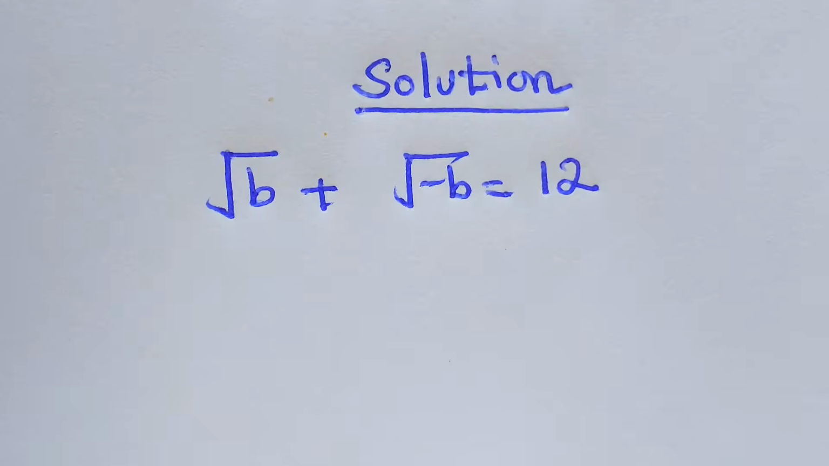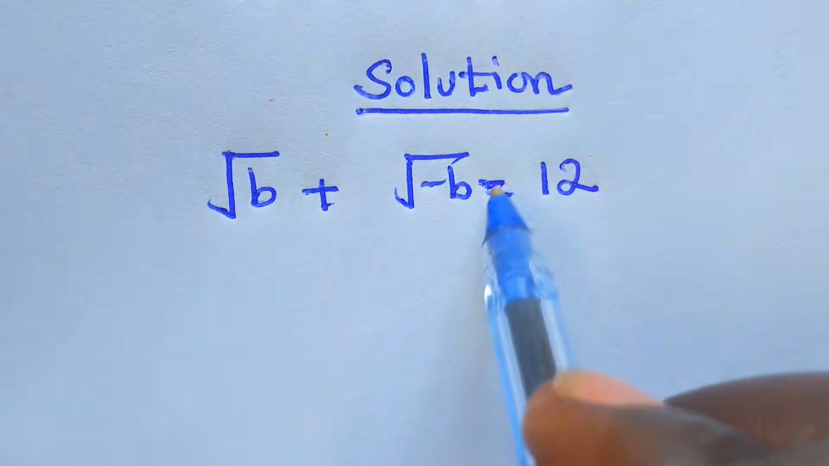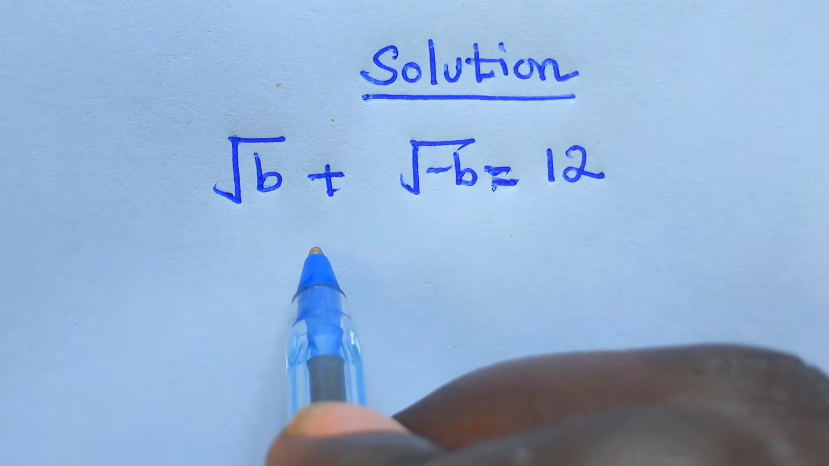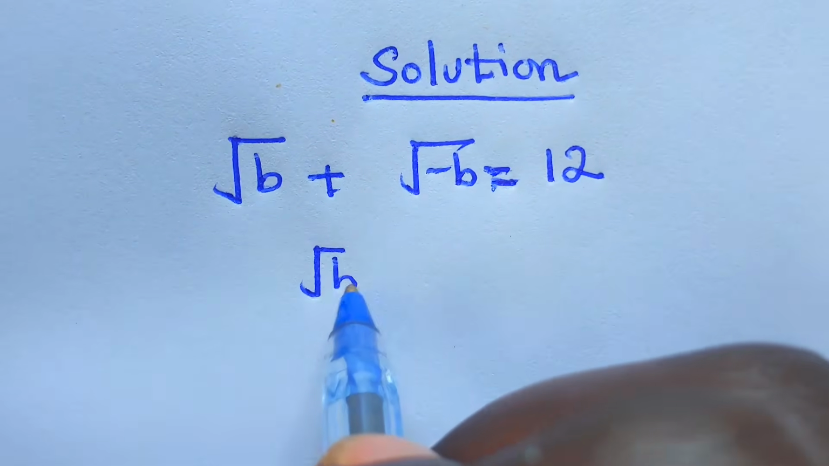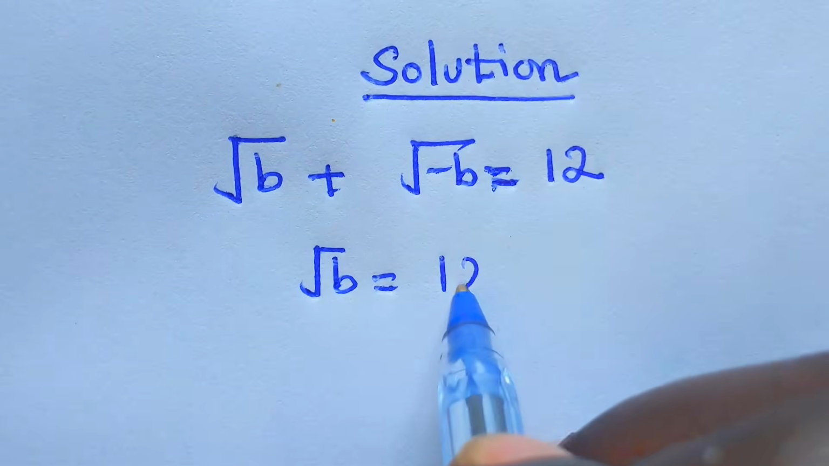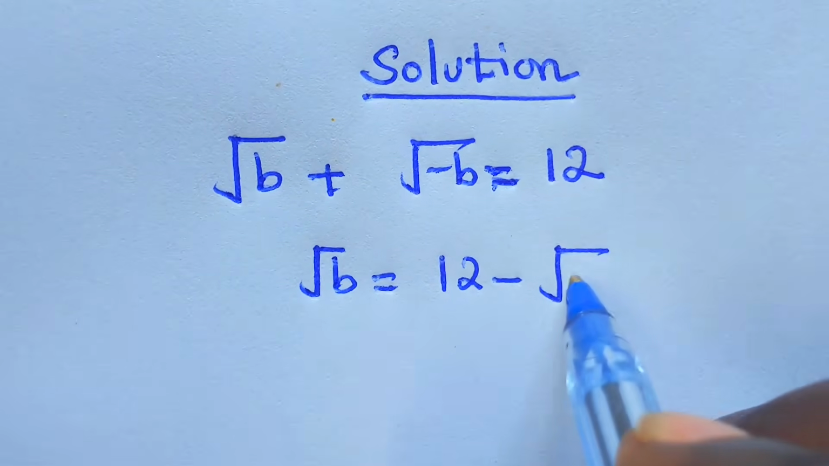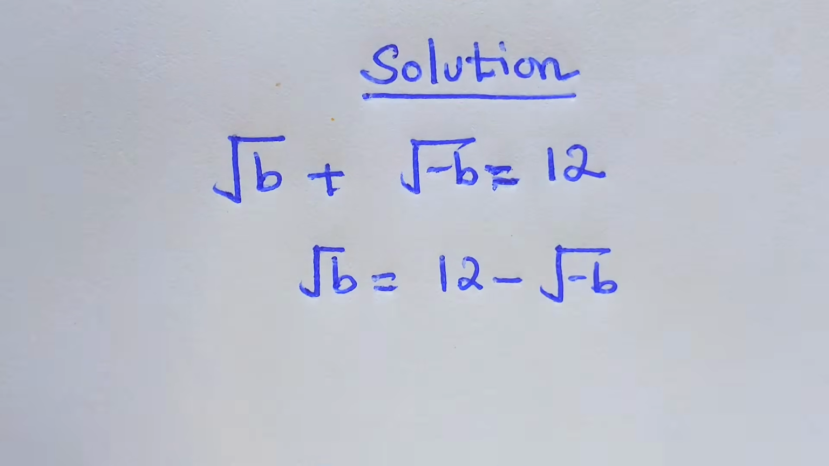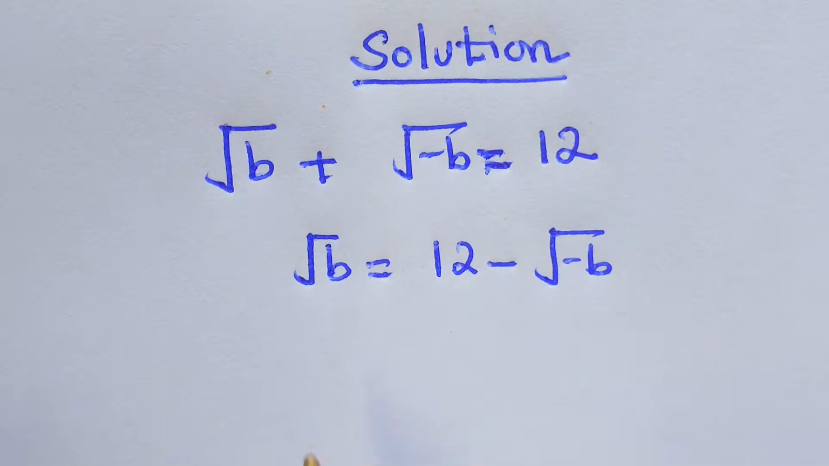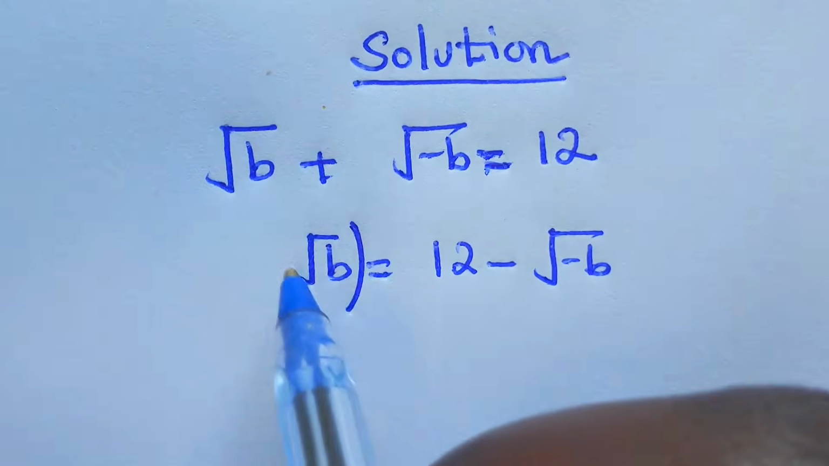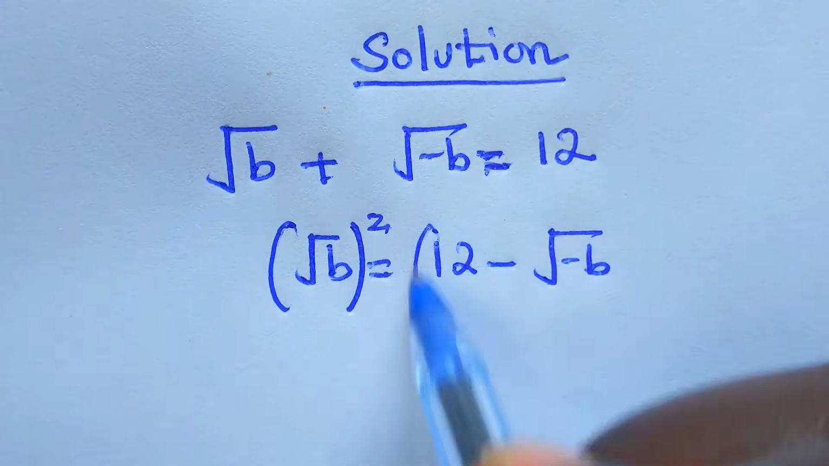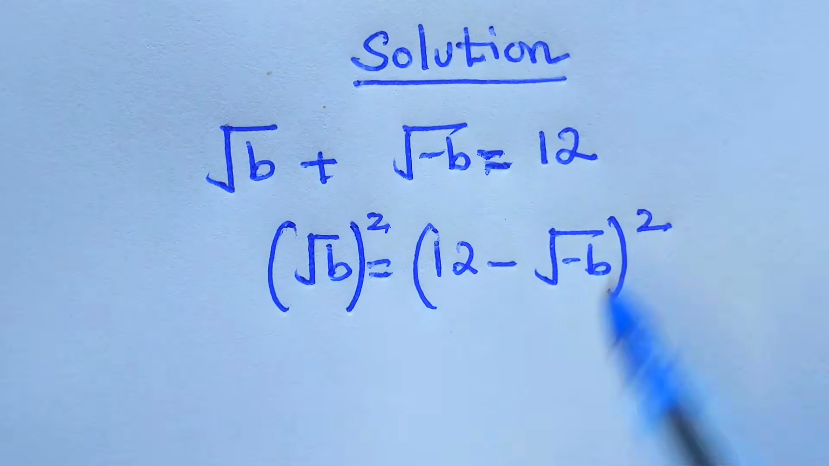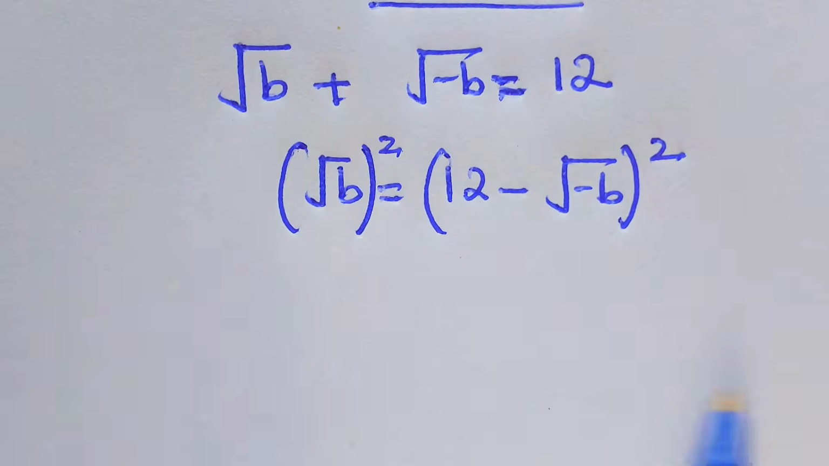At this stage, we can take any side and change its position across the equal sign. Here I decide to stay with square root of b, which equals 12 minus square root of negative b. We do this in order to remove the square root. The next step is to square both sides, and of course we shall remain with this one.